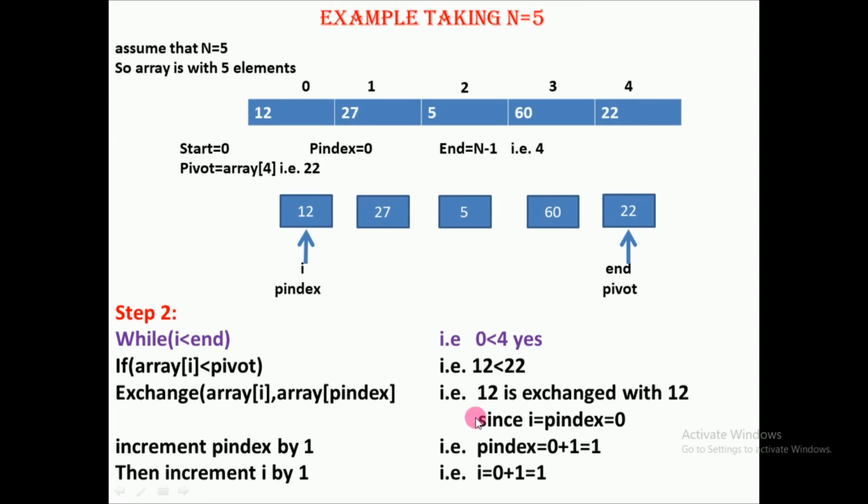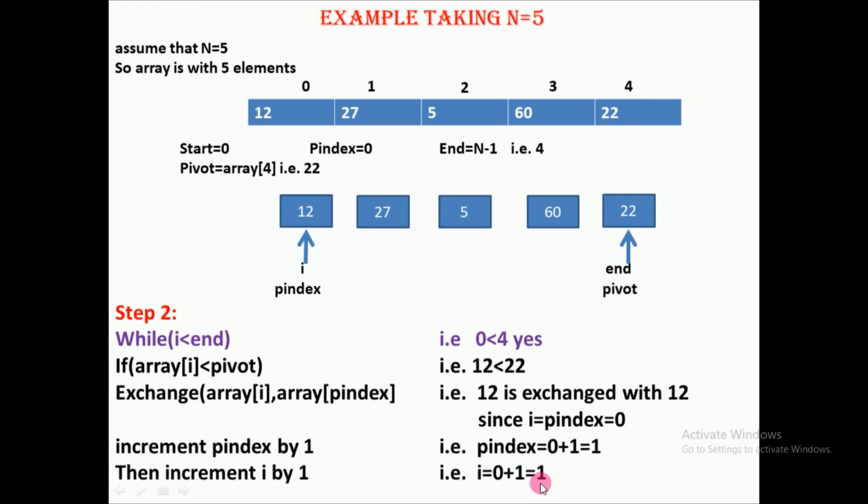Then exchange array of I with array of p index. Now I is equal to p index equal to 0, so the same value is exchanged. 12 is exchanged with 12. No change is made to the array, but p index is incremented by 1. Then p index points to array of 1, since 0 plus 1 is equal to 1. Afterwards it comes out of the if statement and increments I by 1. That is I is equal to 0 plus 1, again that will be 1.